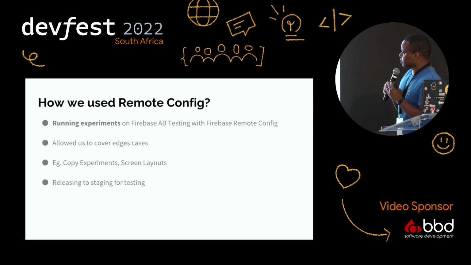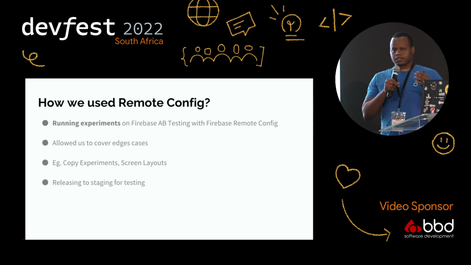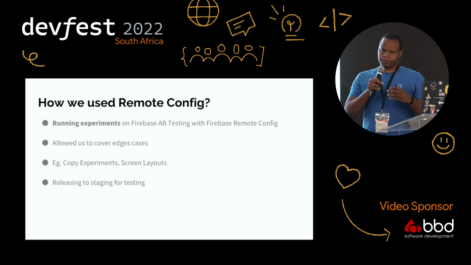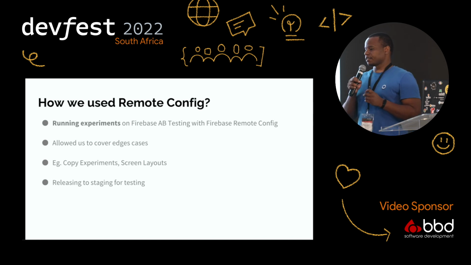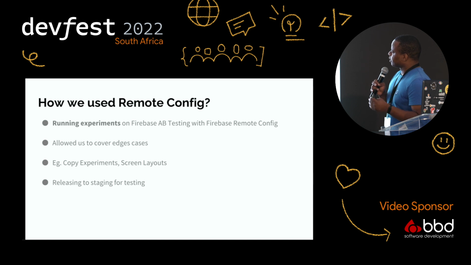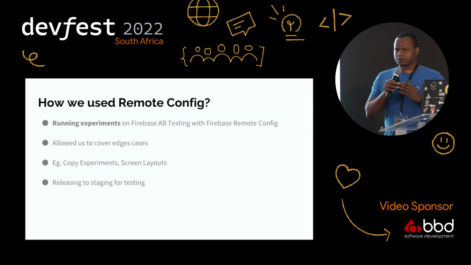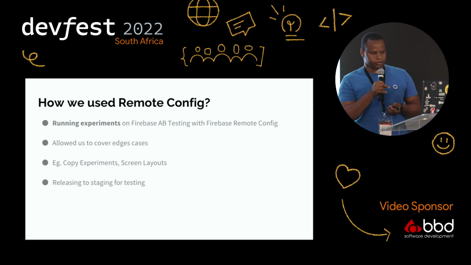So we turned to Firebase as a solution, and some of the experiments we did included copy experiments. It was pretty cool to see that just using different tones of voice and different copy on certain screens can improve your metrics by up to 25%, which was the case for us. We also experimented with different screen layouts, just rearranging buttons on a screen and changing the order of things. It also had very surprising results.